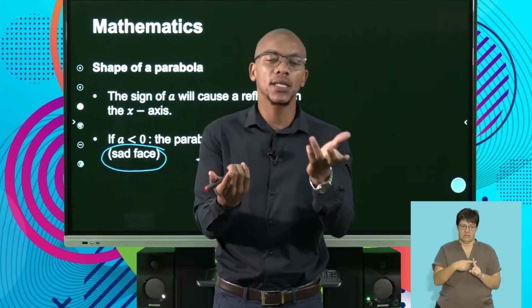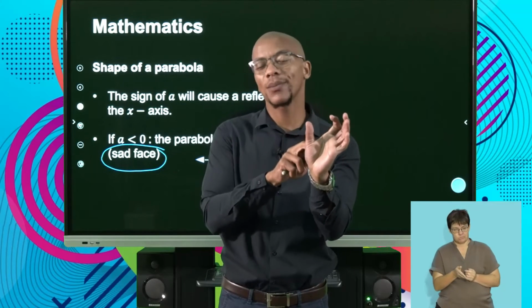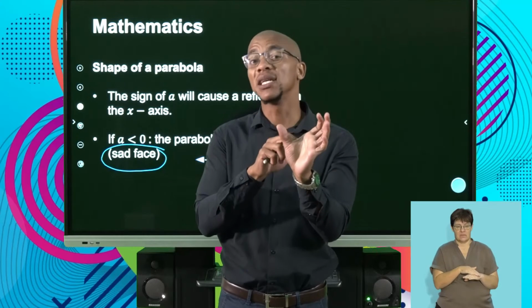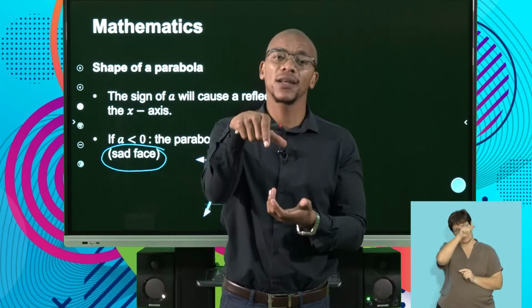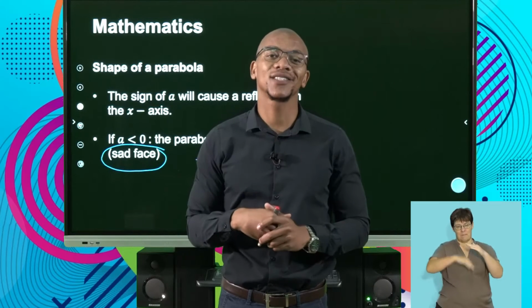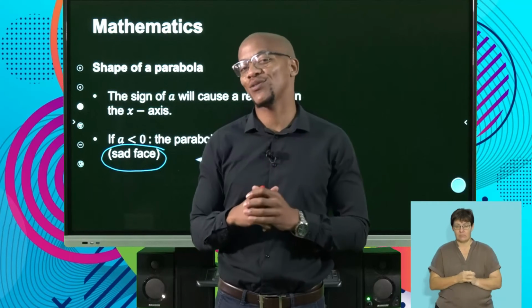Normally when A is positive, meaning greater than 0, the turning point is said to be the minimum, and then when it is concave down, which is a sad face, the turning point is said to be a maximum, because that's the highest point of the graph.